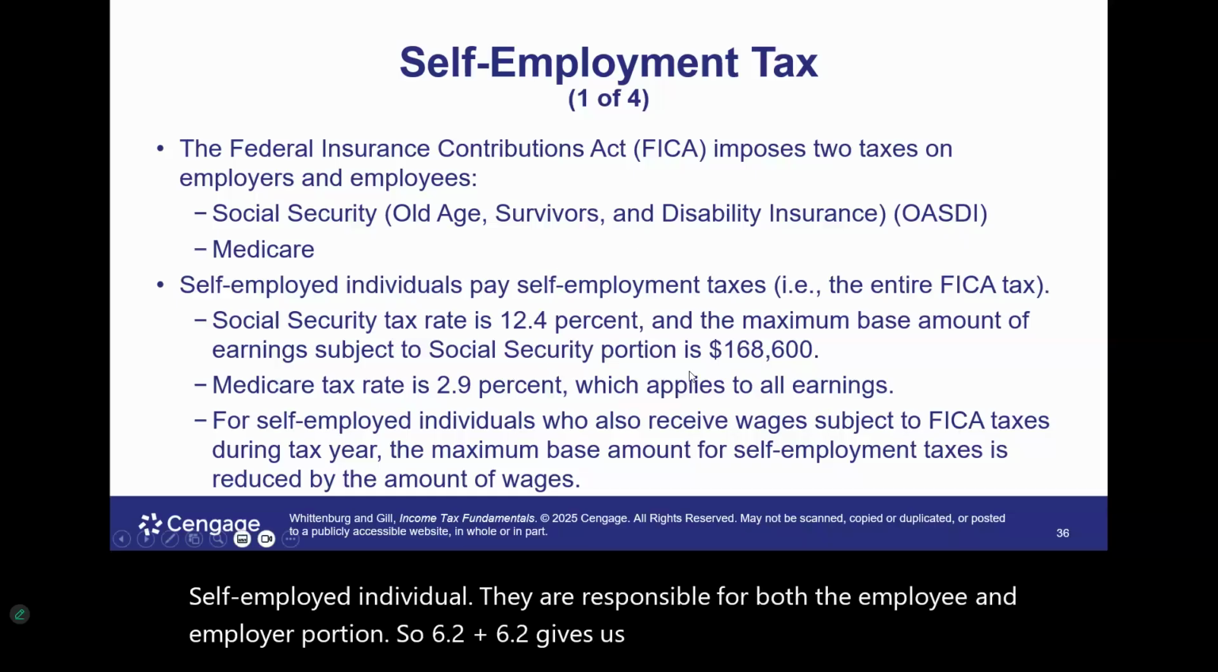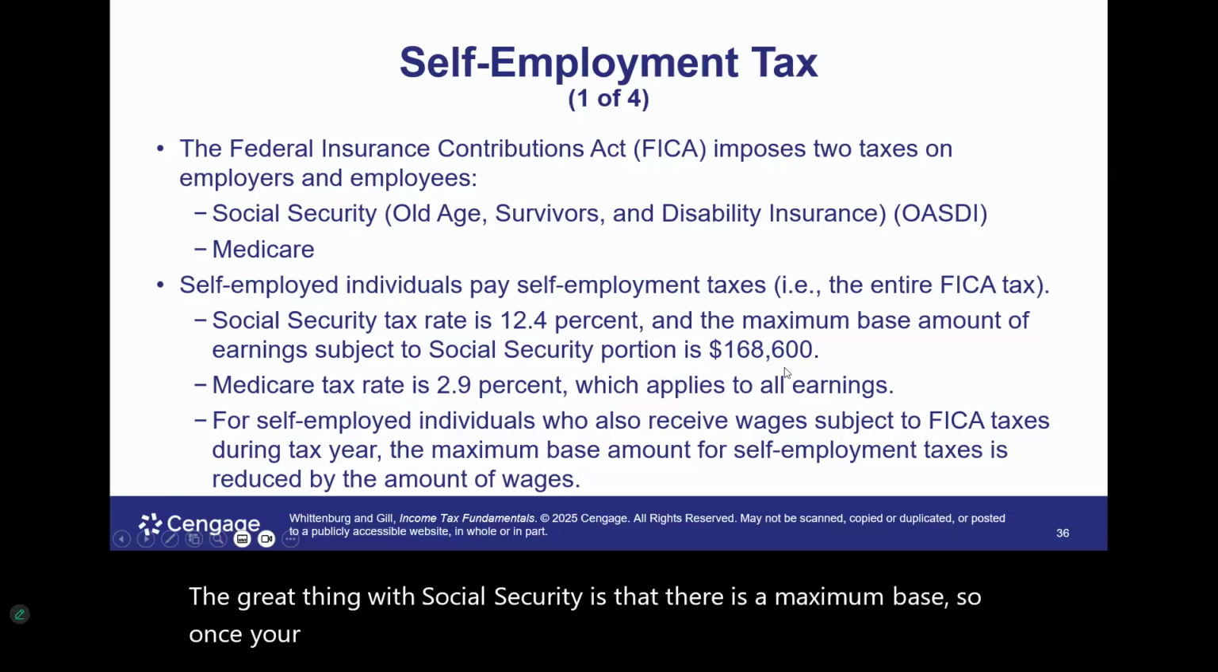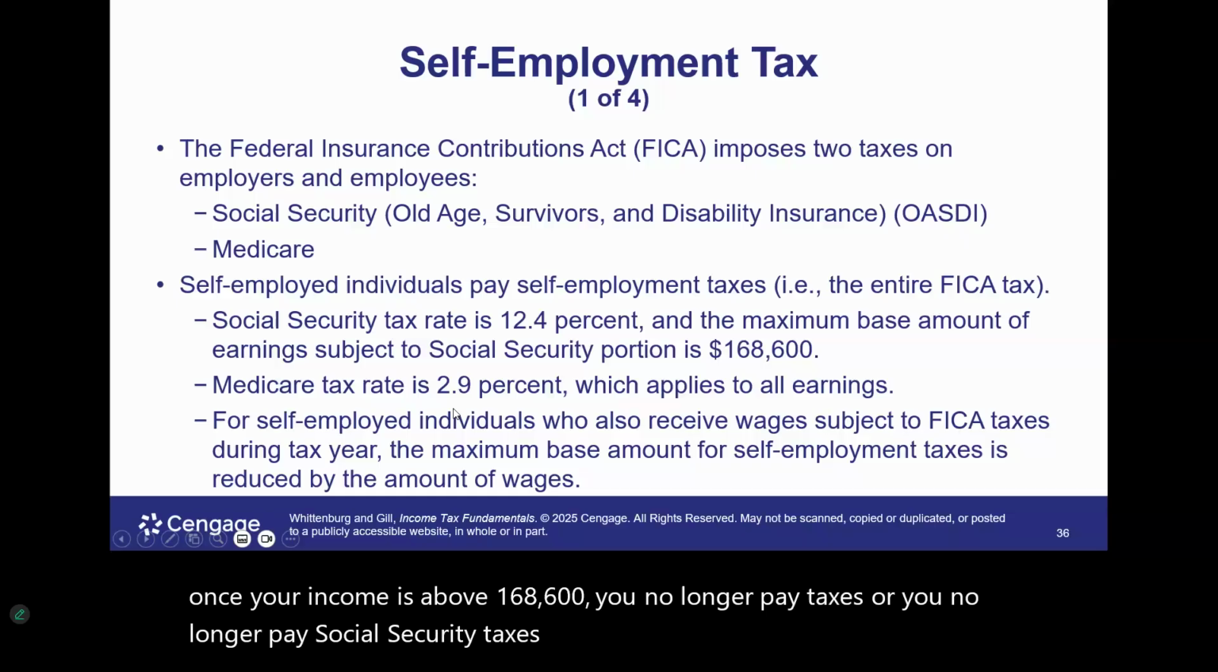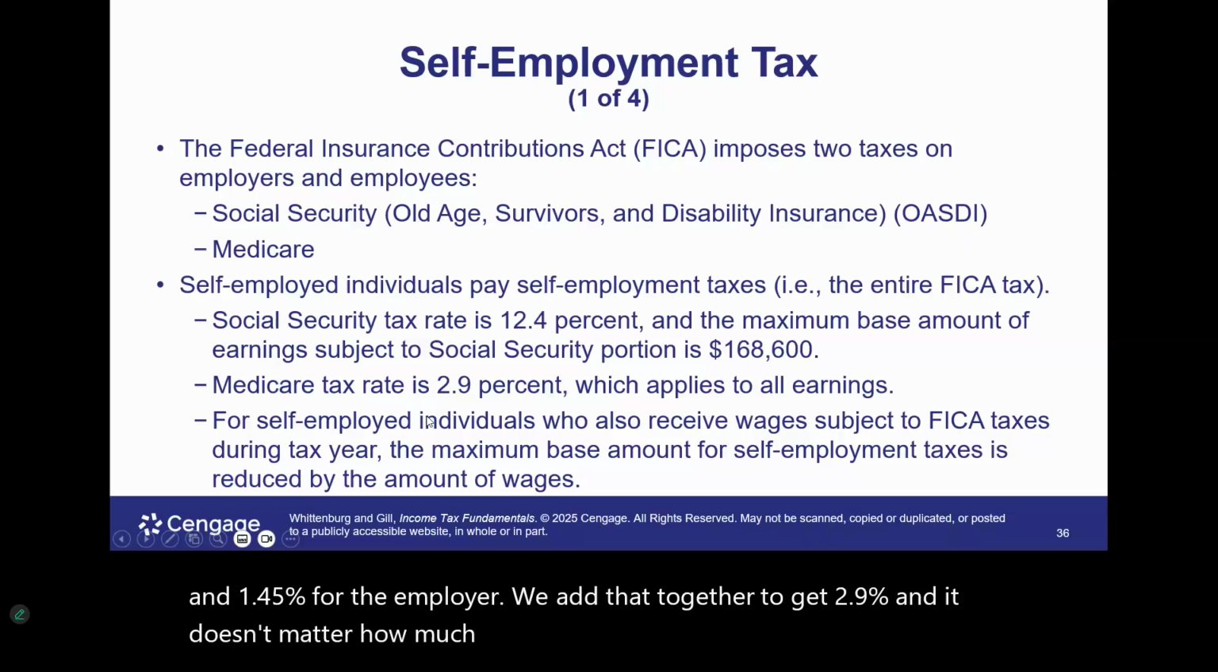The great thing with Social Security is that there is a maximum base. So once your income is above $168,600, you no longer pay Social Security taxes. Medicare taxes are 1.45% for the employee and 1.45% for the employer. We add that together to get 2.9%, and it doesn't matter how much money you make, you are still going to be paying Medicare taxes.